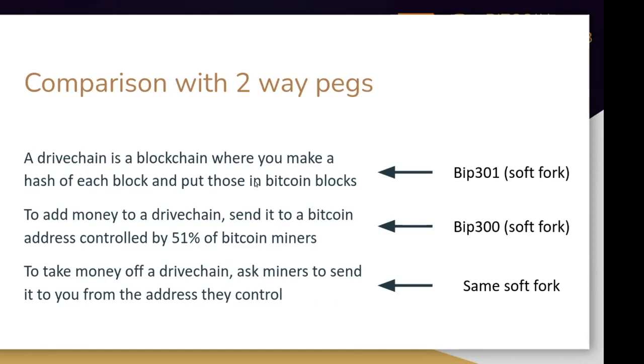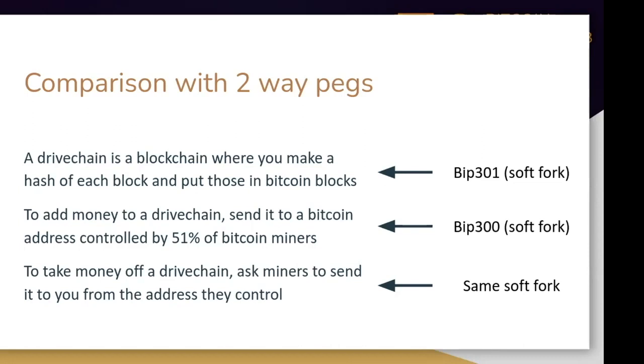A drive chain requires a soft fork to add in BIP301 and BIP300. BIP301 is a blind merge mining soft fork that lets us do it more efficiently, and you'll learn more about that. BIP300 is a two-way peg mechanism to add money and remove it from a sidechain. Other than that, they're actually pretty similar to Spacechains.